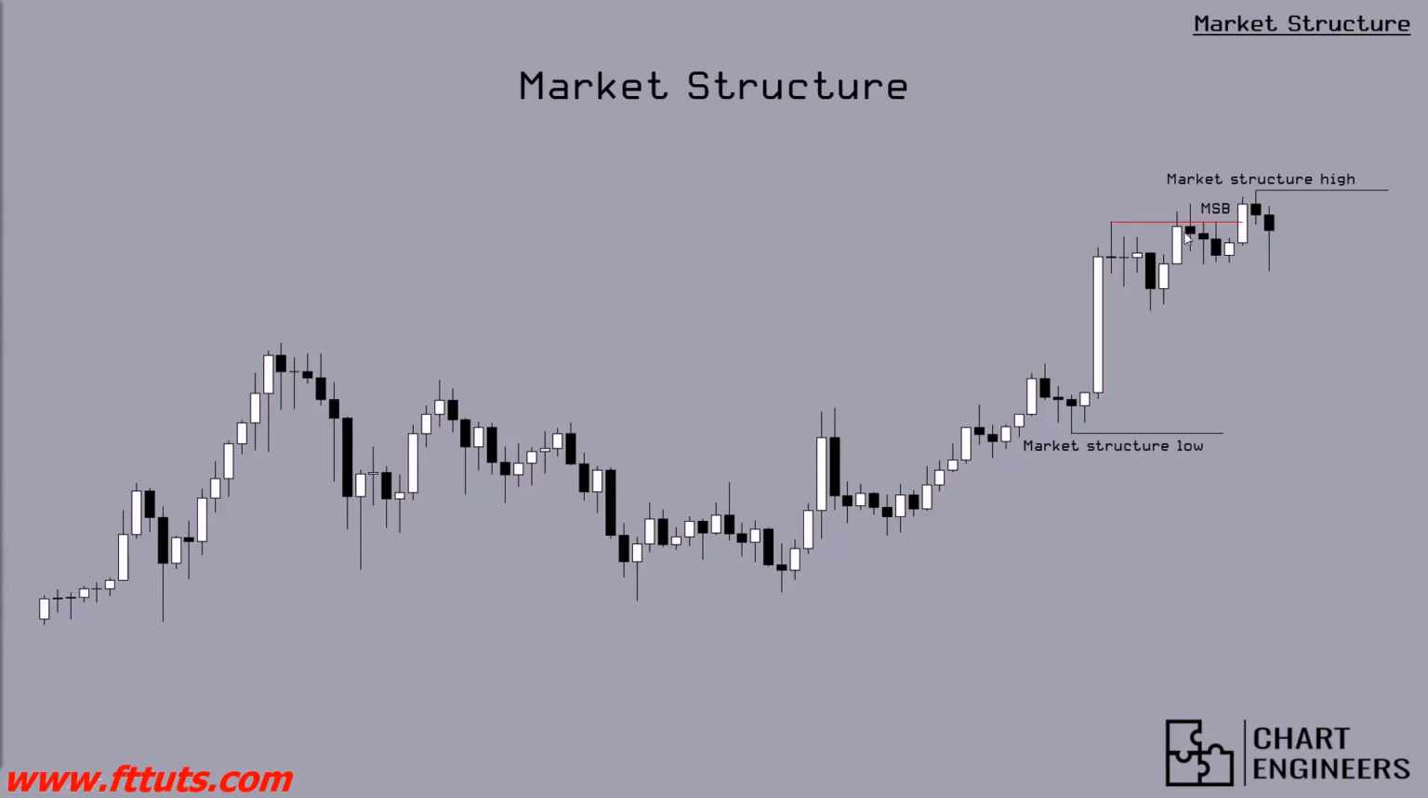Again, we had a wick rejection of the high and it created this small reversal here. And now to find our new market structure low, just the low that created that high, which is going to be this swing low here.